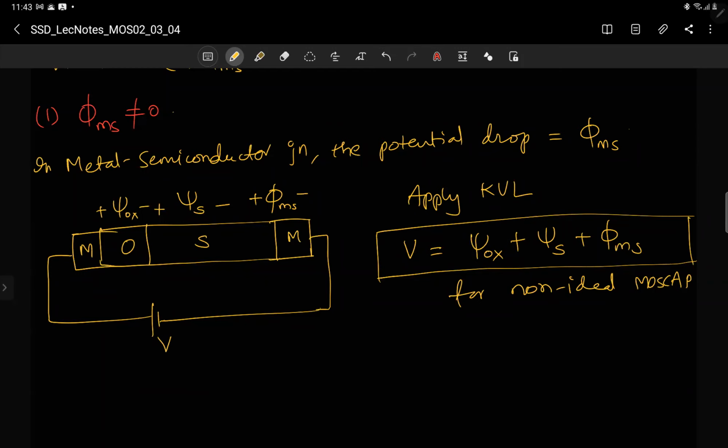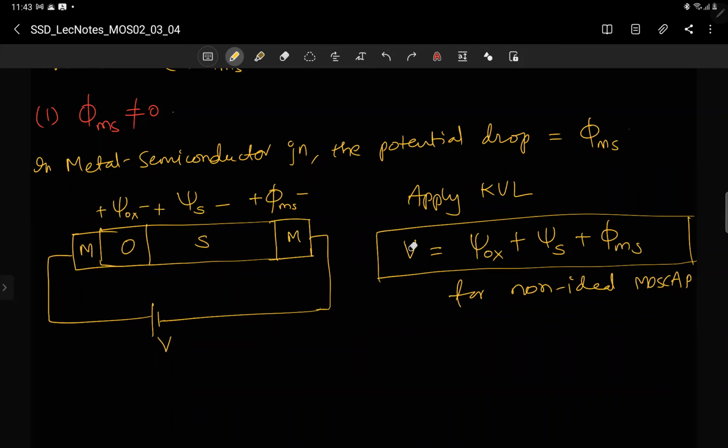Okay, now definitely when phi ms is not 0, which means the Fermi levels don't align in the semiconductor metal, so there will be some charge transfer happening between semiconductor and metal, and there will be some phi ms drop. All right, so is it that there will be charge transfer only across this junction, semiconductor and metal, and here there won't be any? Not possible, right? Because then if V is 0 here, then if you travel across this whole loop, you will find that if there is no charge anywhere between metal, oxide, semiconductor, which means no drop, then there will be only phi ms, then KVL will not satisfy.